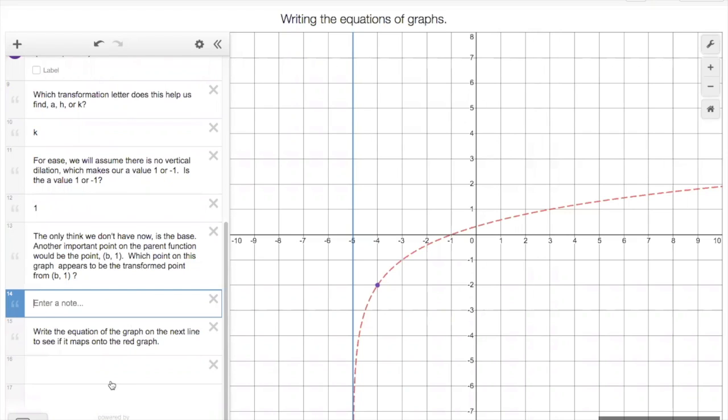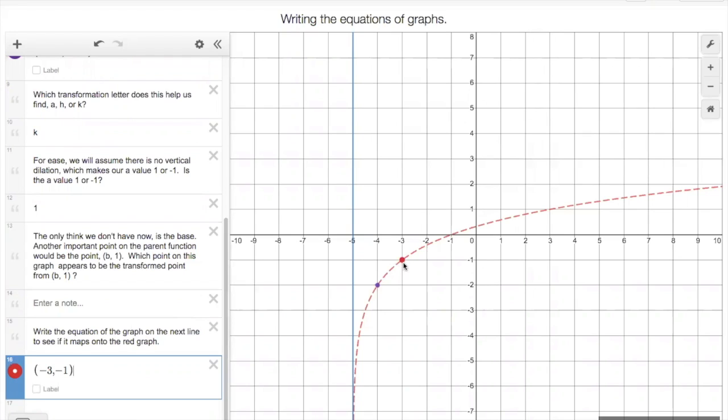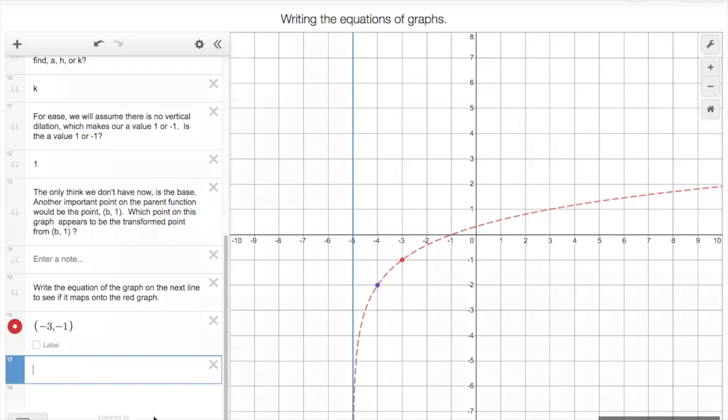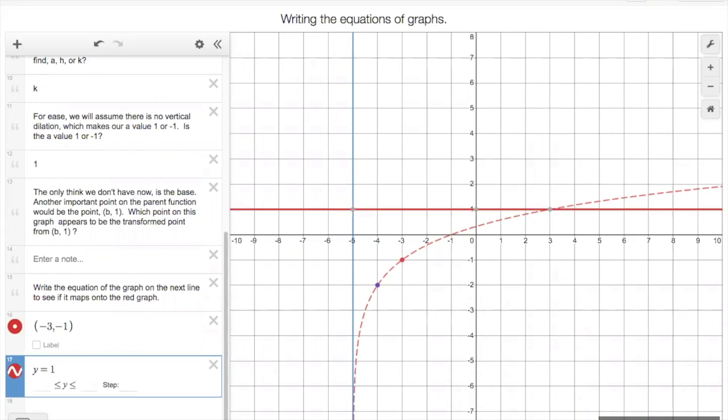Now, lastly, we need to find b, which again is going to be the same process. I'm going to go to my graph, find the point that's just to the right, which would be (-3, -1). How far away is that point from the asymptote? It's 1, 2 places away.